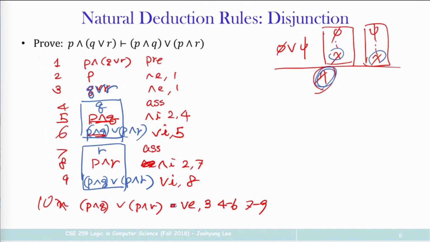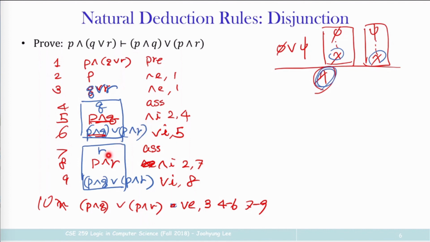Okay, so we start with the premise P and (Q or R). I can get P and (Q or R) from these premises by breaking this conjunction. Now when I assume Q, I can also derive P and Q, because I already know P is true, and I will also assume Q is true. And from P and Q, I derive (P and Q) or something else.